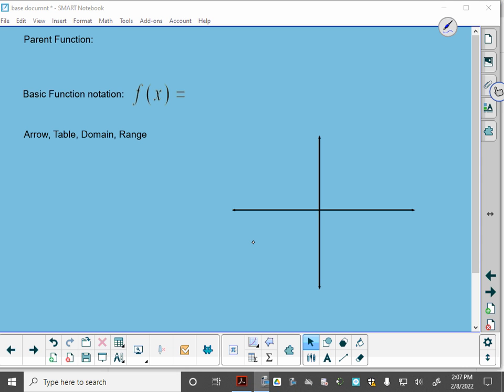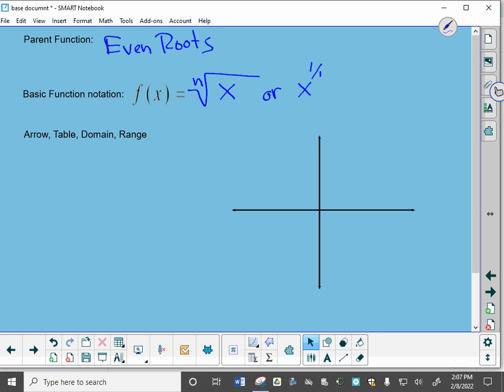Even roots. So our next parent function. Even roots are going to either use this radical notation or they're going to use an exponential notation with a rational number, x to the 1 over n. And in either case there, the n is an even number, which is why we call it an even root.